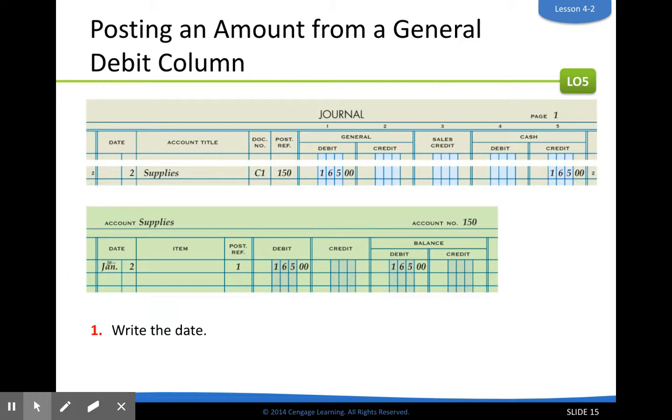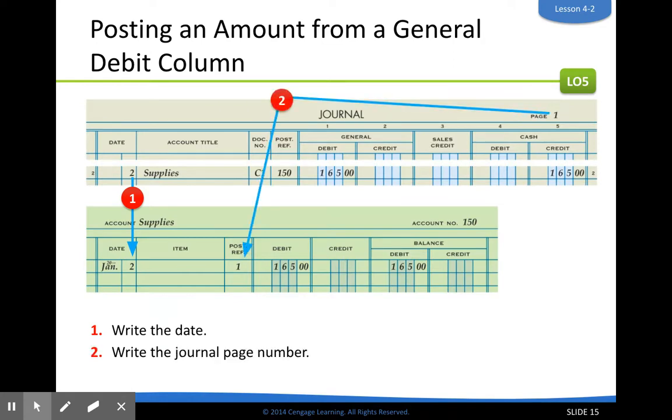So in your notes, where it says steps to posting, step 1, we're going to write the date. So exactly as it is in the journal, we're going to write the date into our ledger. Step 2, we'll write the journal page number. So this transaction was on page number 1. So in our ledger, we write post reference number 1.